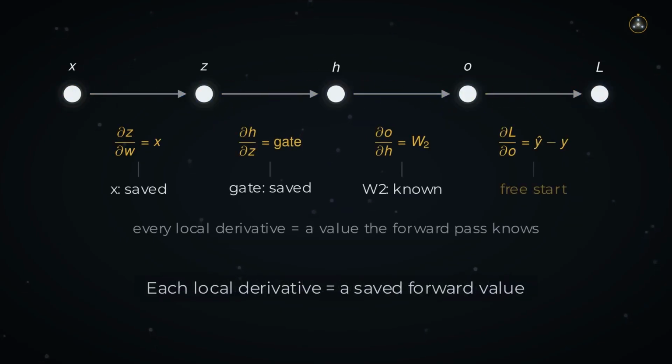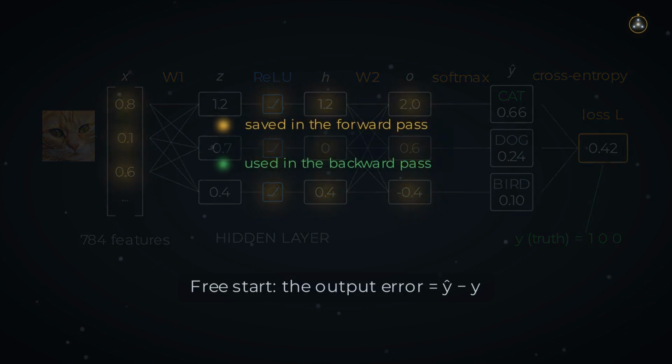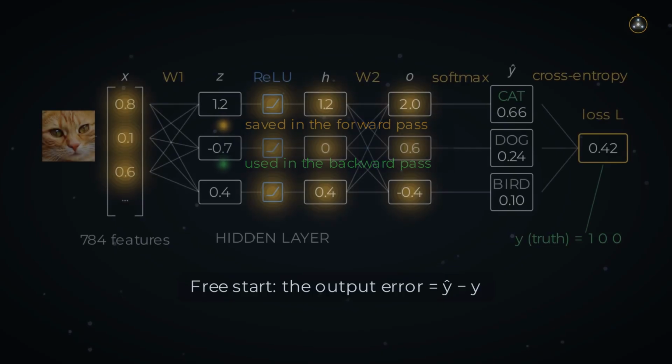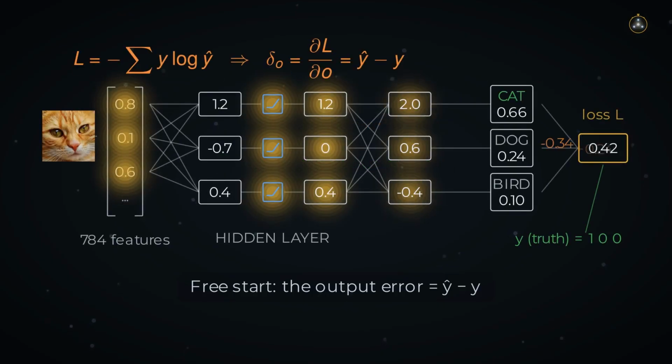Under each link sits its local derivative, and every one is a value the forward pass already computed. The input, the gate, the weight itself, and predicted minus true, free from episode 4. That is why we save the forward values. Backward needs exactly these. Start at the loss end. Differentiating cross-entropy by a score collapses, back in episode 4, to predicted minus true. We call it delta, the error signal, in orange under each score.